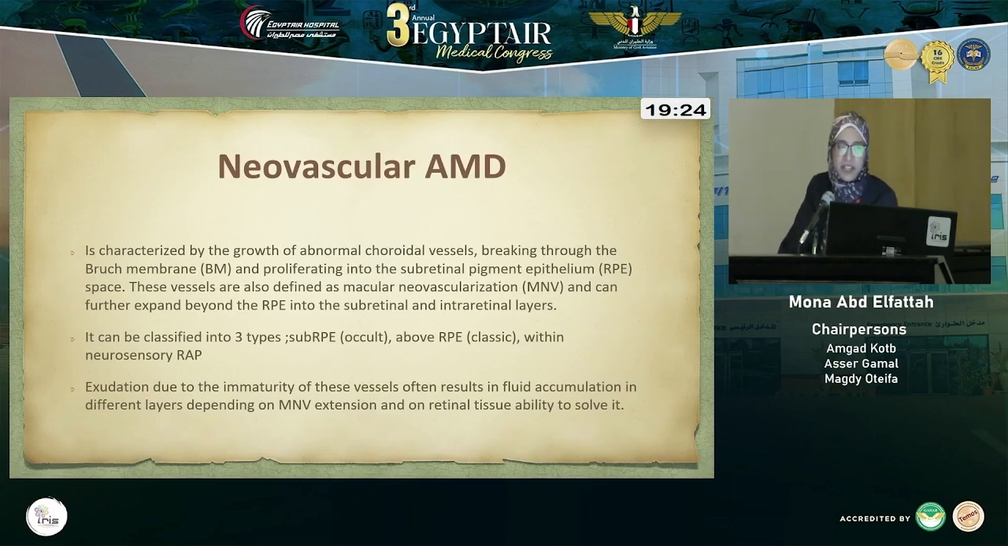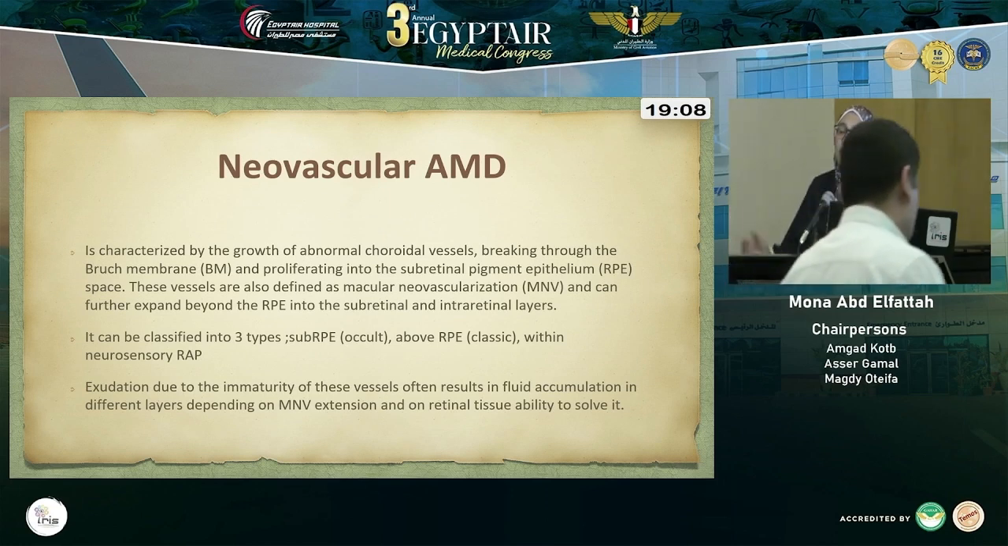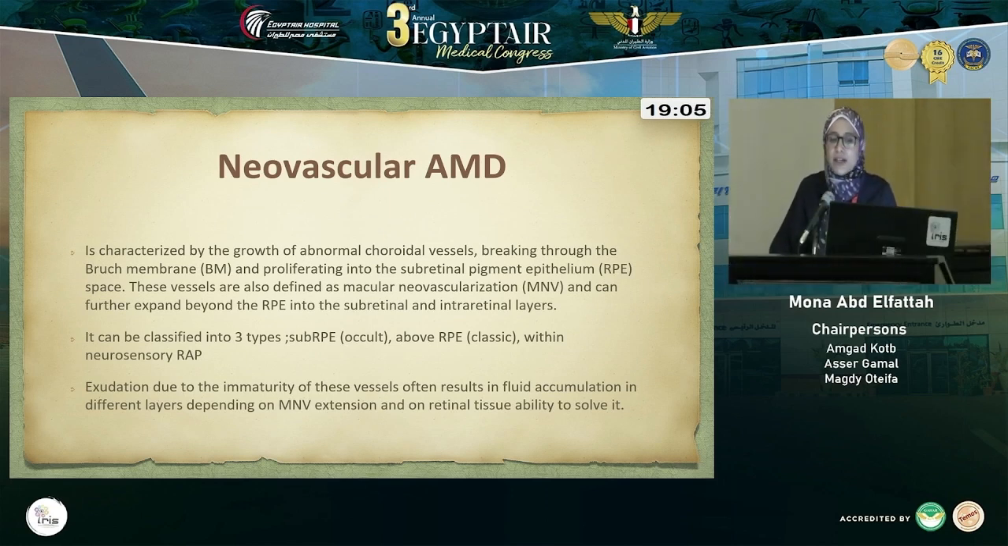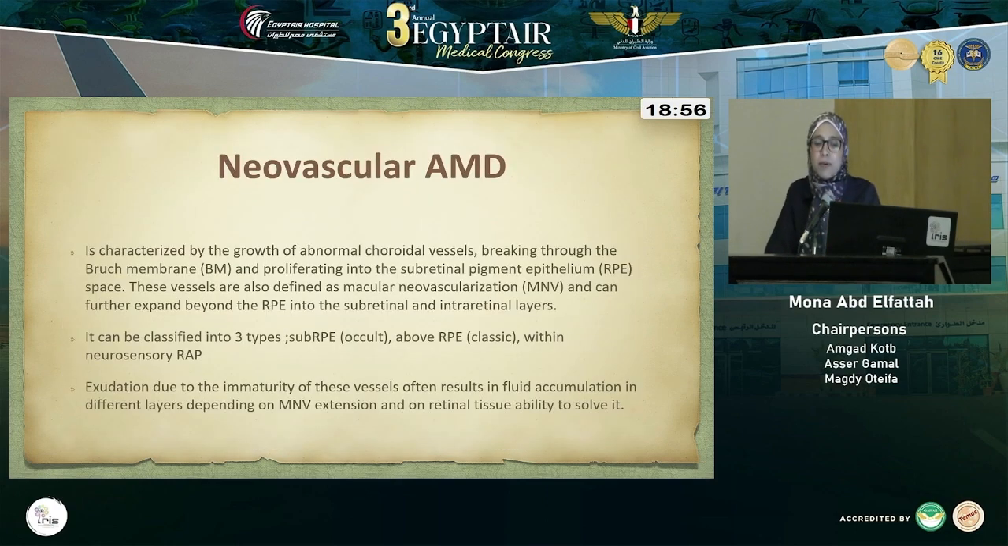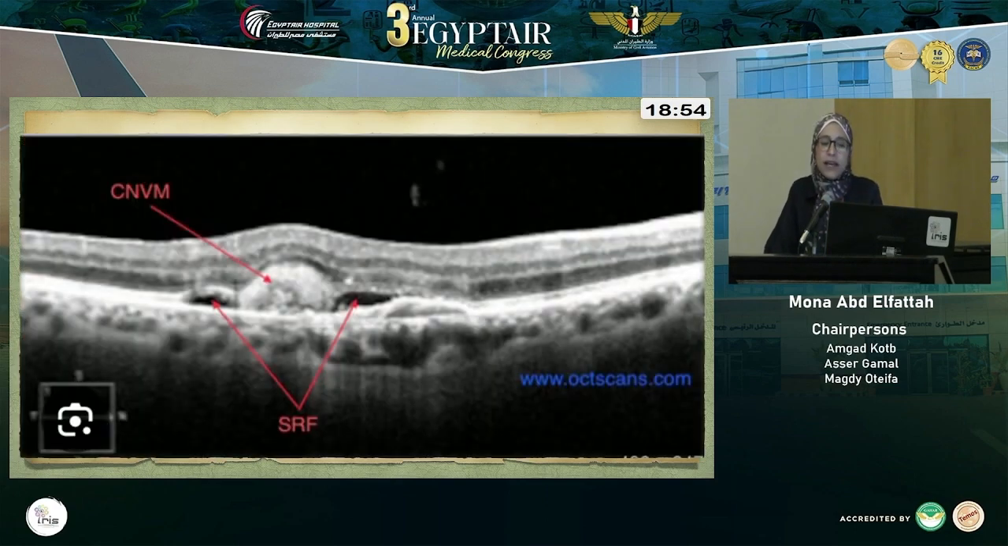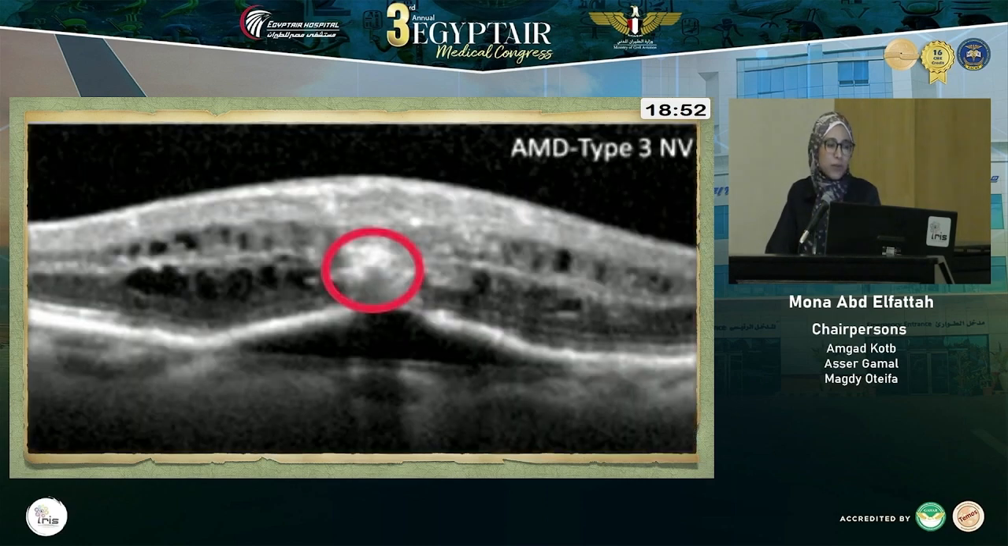Neovascular AMD is characterized by growth of abnormal choroidal vessels breaking through the RPE and the Bruch's membrane to go into the subretinal pigment epithelial space. These vessels are also defined as macular neovascularization and can further expand beyond the RPE into the subretinal and intraretinal layers. It can be classified into 3 types: the sub-RPE type, the occult one; the subretinal type above the RPE, the classic one; and the intraretinal one, the retinal angiomatous proliferation.